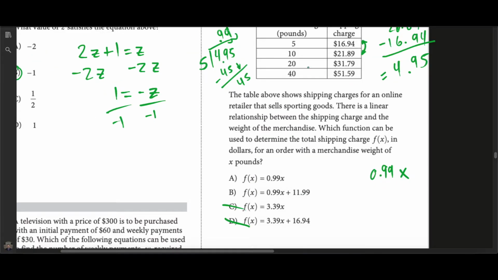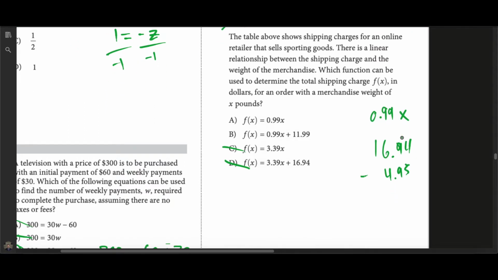If you really want to make sure what that shipping charge is, you go ahead and take 5 pounds. You take 16.94, which is what they charge for 9 pounds, and you subtract 4.95, which is what they would charge you for those 5 pounds. You go ahead and get 9. Over here, you're going to get 8. So you borrow from here, and you're going to end up getting 9, and 15 minus 4 is 11. So 11.99 is your initial, and then 99 cents per pound. So your answer would be B.